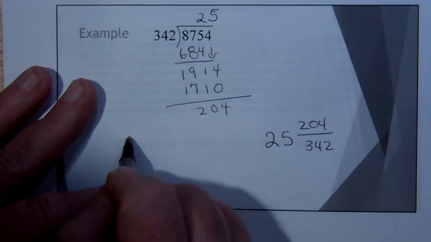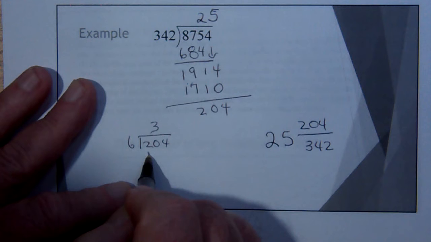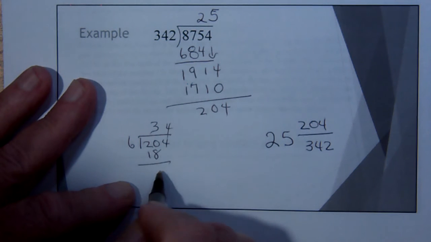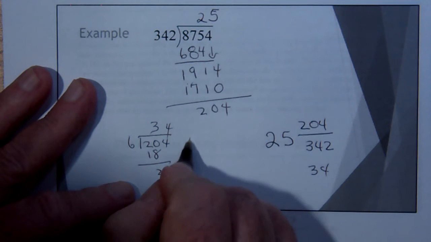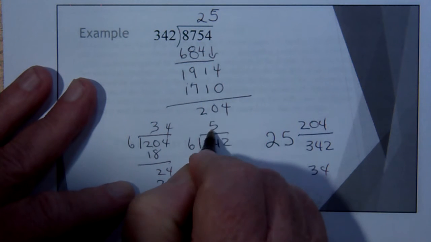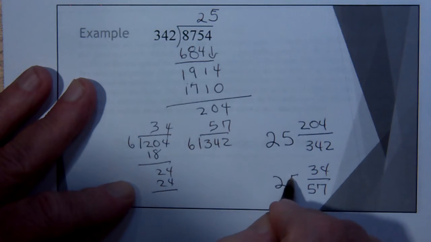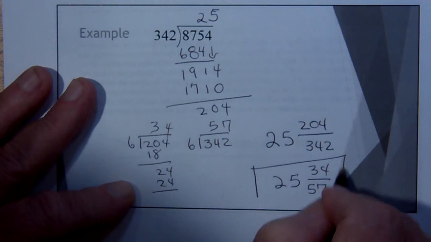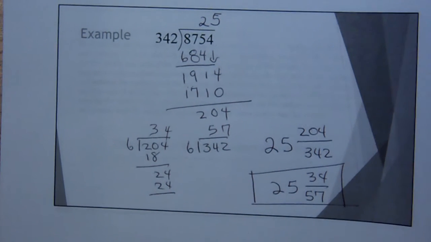So 6 goes into 204, 3 for 18, so that is 34. So that would be 34, and 6 goes into the denominator 57 times. So the final answer to this problem will be 25 and 34 over 57.